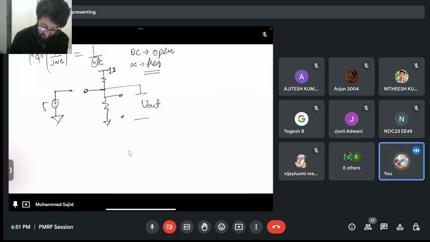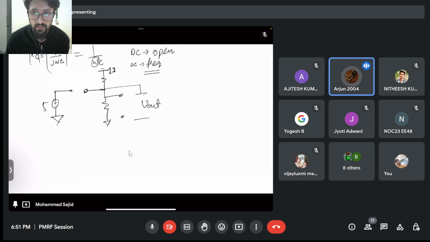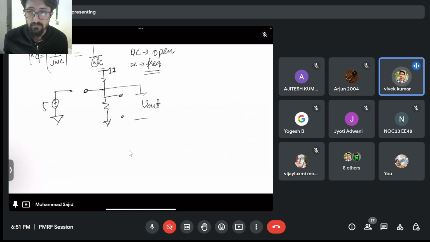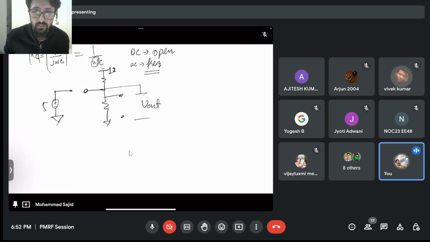Is it the correct circuit, everyone? Hello? Is the DC equivalent circuit correctly drawn, or is something wrong here? Hello, am I audible? It's fine, sir. It's correct. Can anybody else speak? Only you are speaking here. Does everybody else understand this? Yes, sir. Okay, so it's fine with everybody. So this is the DC equivalent circuit.